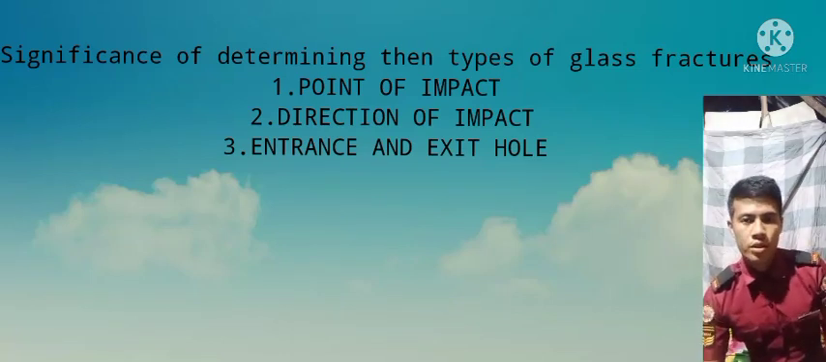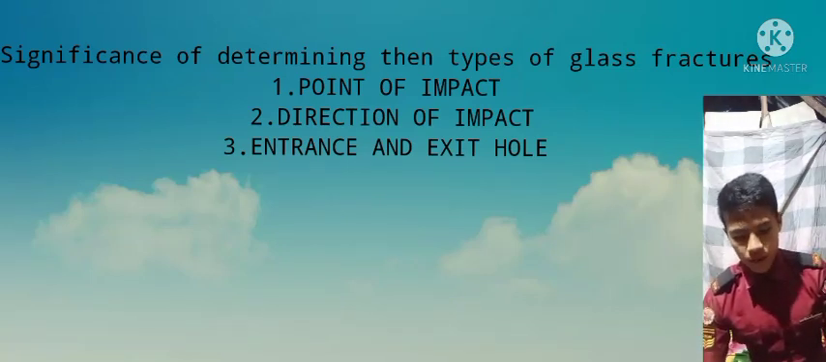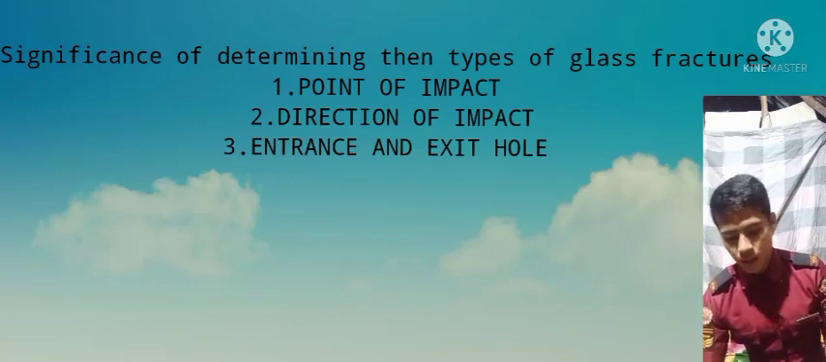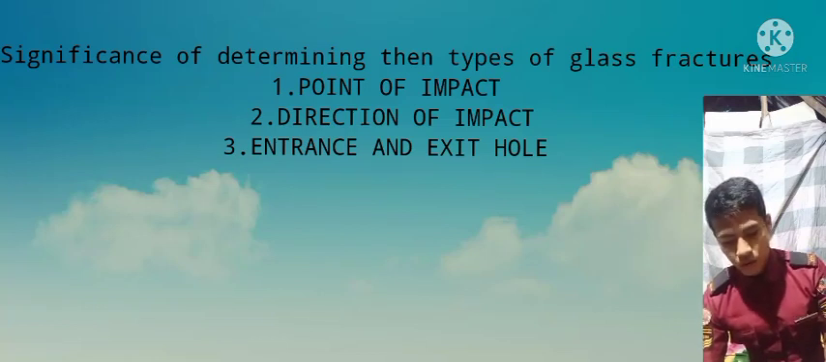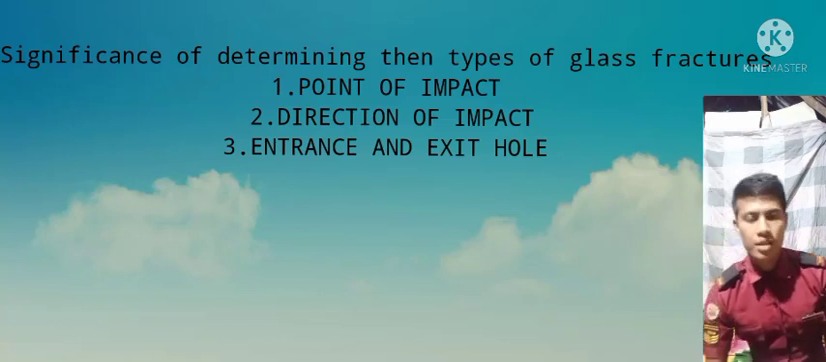This is what we call radial fractures. You will see the radial fractures on the exit side, and concentric fractures will be seen on the entrance side.